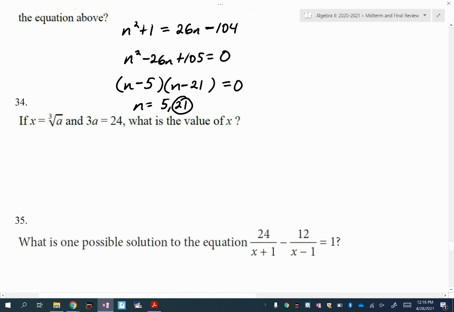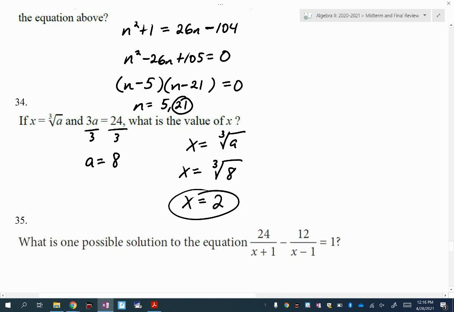Okay, 34. If x equals the cube root of a and 3a equals 24, what is the value of x? Well, I noticed they gave me 3a equals 24. Let's go ahead and divide that by 3 and get a equals 8. And we have x equals the cube root of a. Well, I just found what a is. It's 8. So what is the cube root of 8? It is 2. So x is 2.